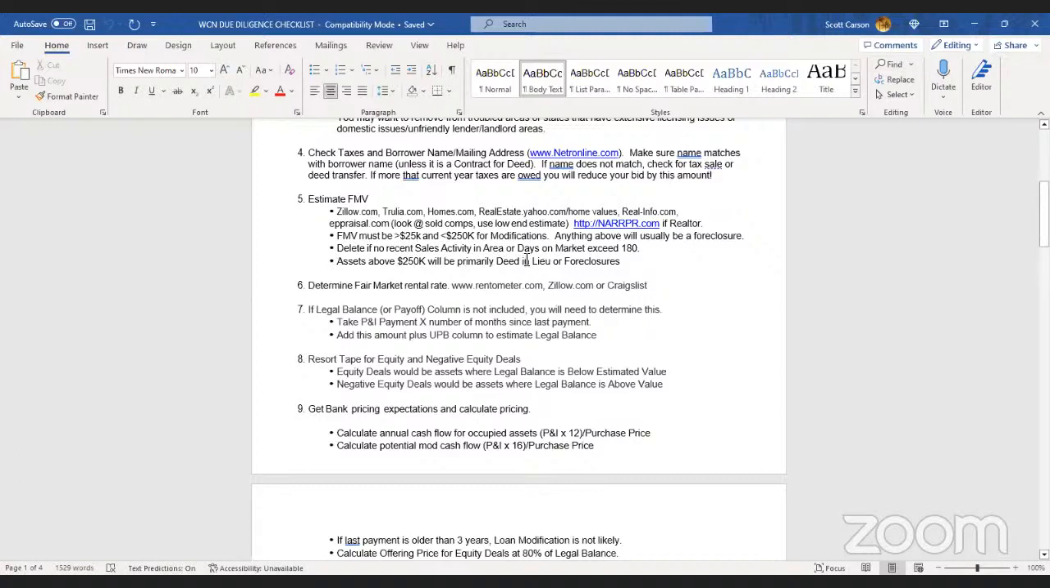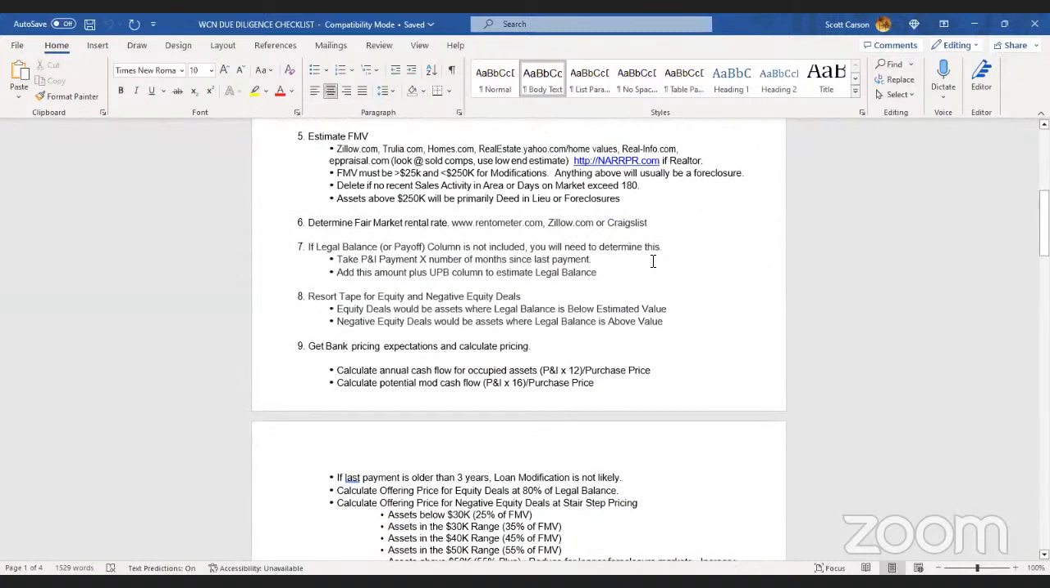It's probably not going to make sense for you to modify or reinstate that loan, because you're going to have people that file bankruptcy or drag stuff out in a lot of cases that can reduce your ROI. Number 6, determine your fair market rental rate.